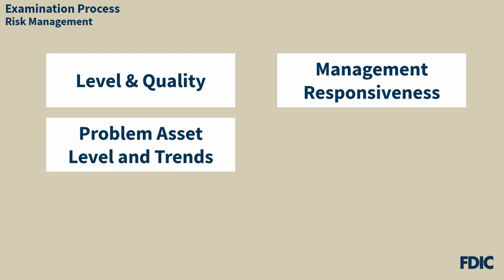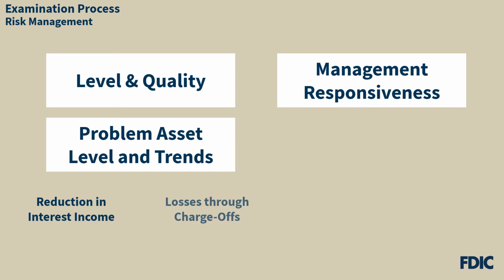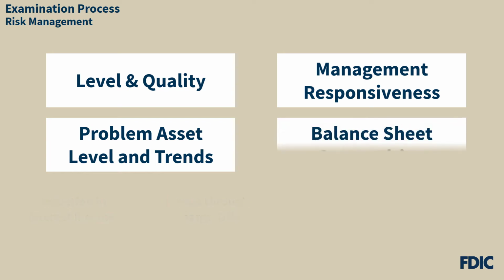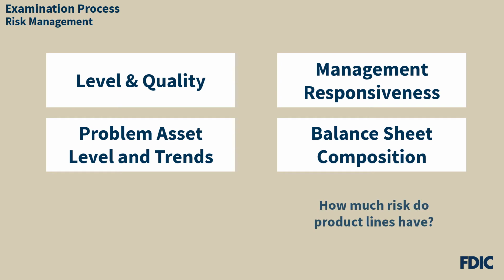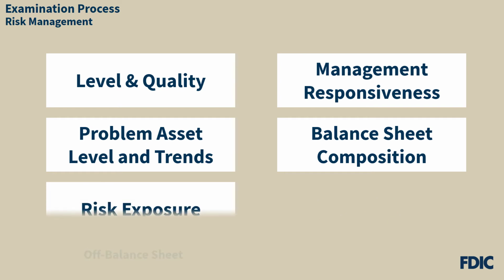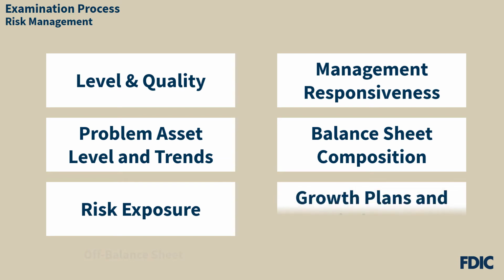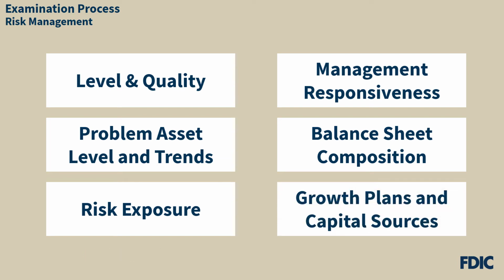We also evaluate the level and trend of problem assets, as these could reduce earnings for capital augmentation or even deplete capital through charge-offs that flow through the allowance for losses. We analyze the composition of the balance sheet for risk. This includes reviewing product lines for risks such as interest rate or credit risk. We also look at any risk exposure that may be present off the balance sheet, such as through litigation. Finally, we assess current and projected growth, and we look at what other sources of capital are available.